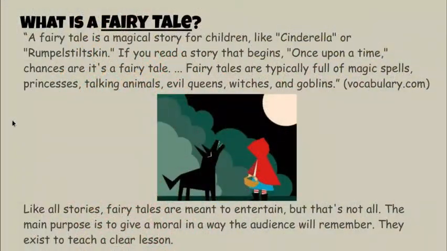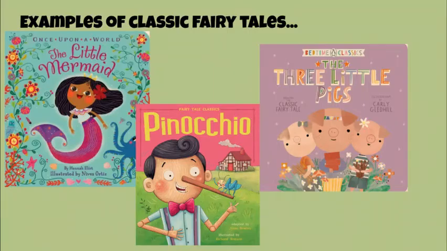First of all, what is a fairy tale? A fairy tale is a magical story for children like Cinderella or Rumpelstiltskin. If you read a story that begins once upon a time, chances are it's a fairy tale. Fairy tales are typically full of magic spells, princesses, talking animals, evil queens, witches, and goblins. Like all stories, fairy tales are meant to entertain, but that's not all. The main purpose is to give a moral in a way the audience will remember. They exist to teach a clear lesson. Here are some examples of classic fairy tales like The Little Mermaid, Pinocchio, The Three Little Pigs.